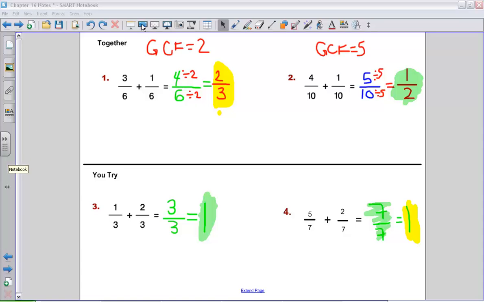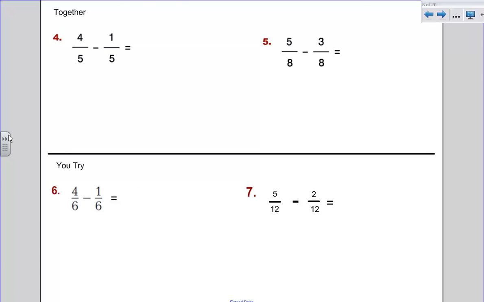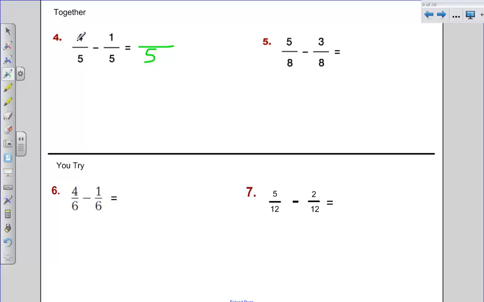Alright, so these are examples with adding. So now let's take a look at some examples with subtracting. Okay, so again, I'm adding and subtracting with like denominators. So in 4/5 minus 1/5, notice that I have 5 in my denominator. So what's my denominator going to be? Fill in the blank. 5.